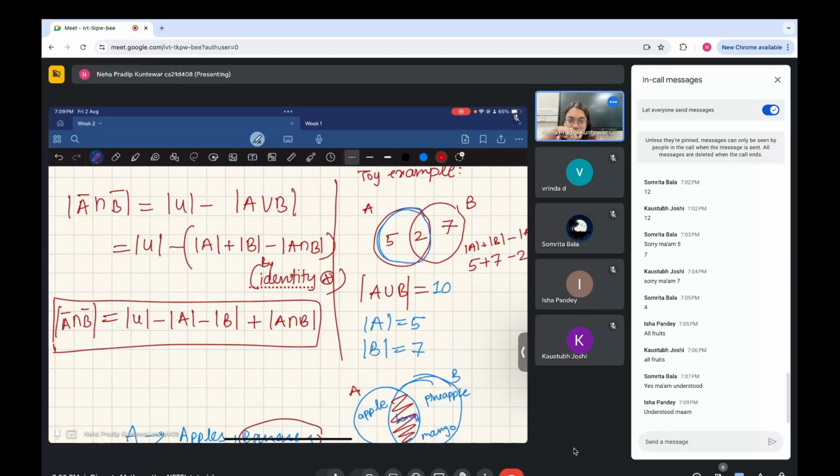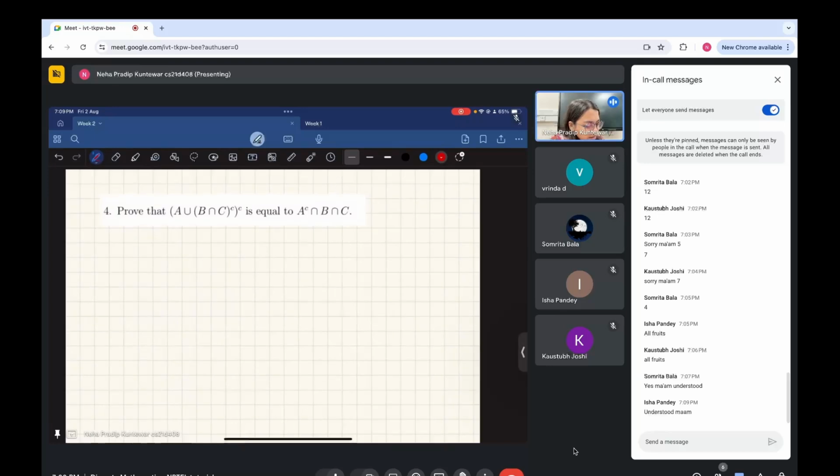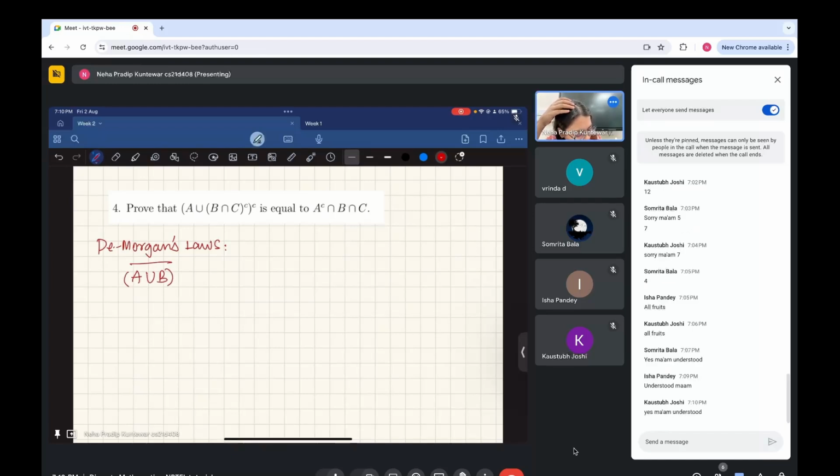Okay, so if this is fine, then we will move on to the next question. So this is also similar to what you did just now. Here you just basically want to apply the identities that you learned, and also read the C as complement. So you simply apply the De Morgan's laws and show that the two expressions are equal. I'll just write down the laws here so that you can refer to it.